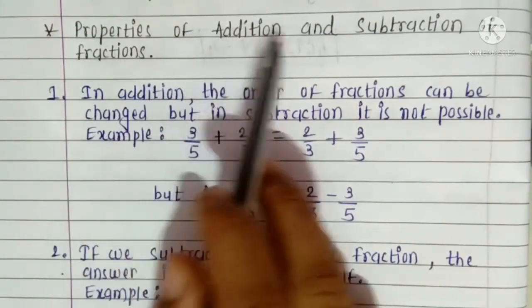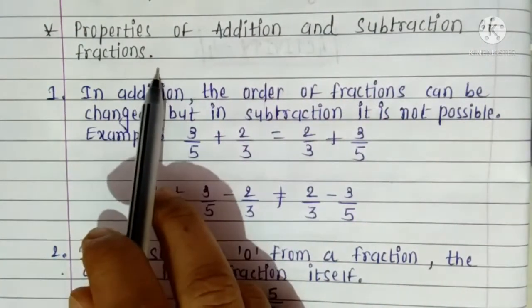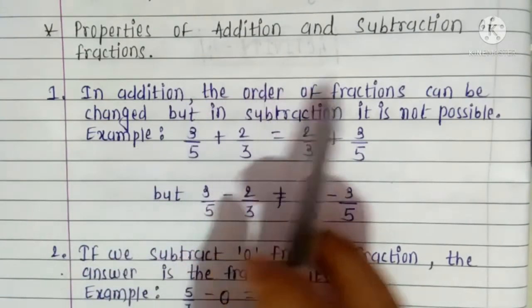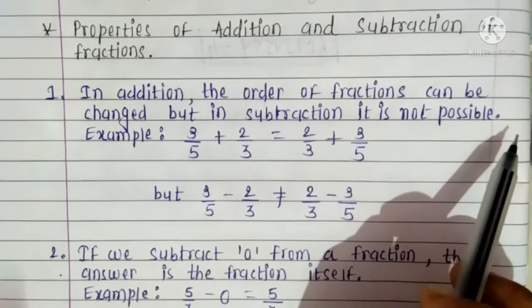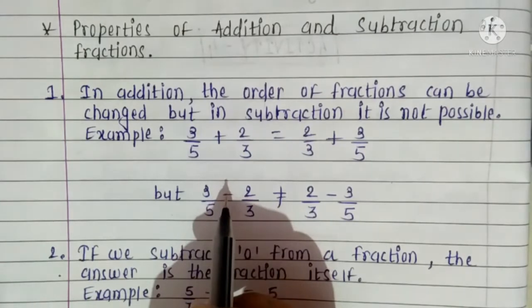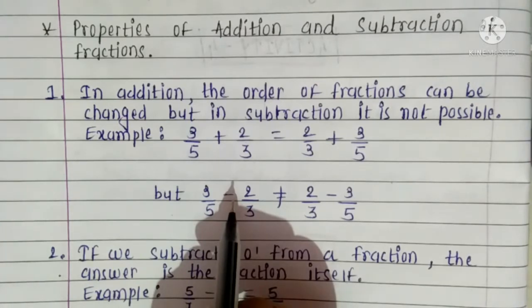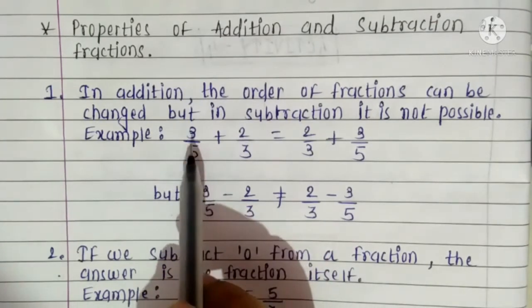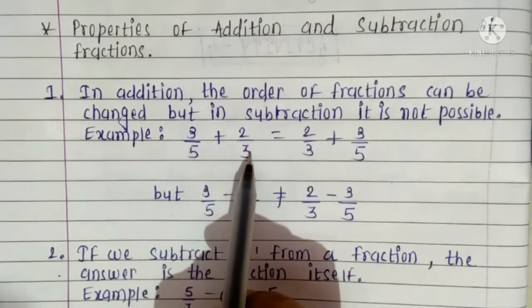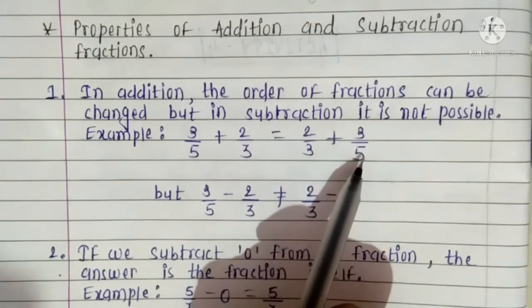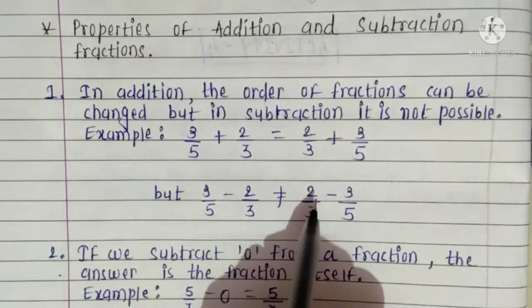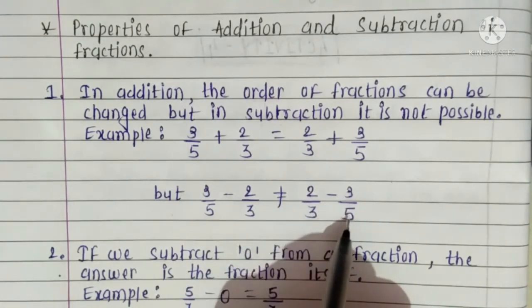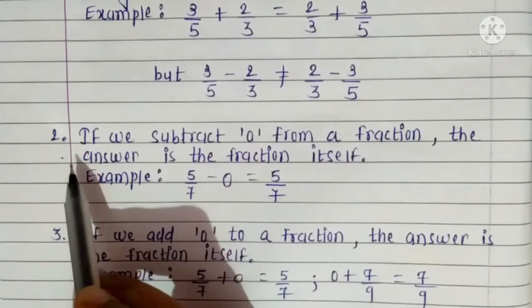Next, properties of addition and subtraction of fractions. First, in addition, the order of fractions can be changed, but in subtraction, it is not possible. That means, addition में हम fractions के order change कर सकते हैं, but subtraction में हम fractions के order change नहीं कर सकते. For example, 3 upon 5 plus 2 upon 3 की value and 2 upon 3 plus 3 upon 5 की value same है. But 3 upon 5 minus 2 upon 3 की value and 2 upon 3 minus 3 upon 5 की value same नहीं है.